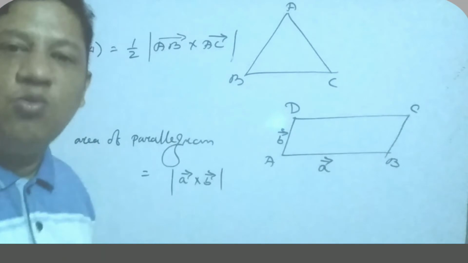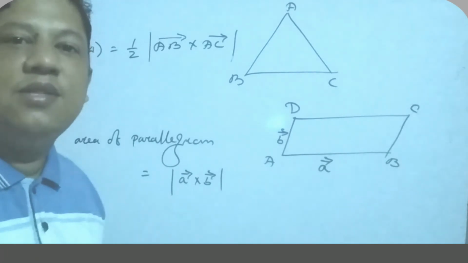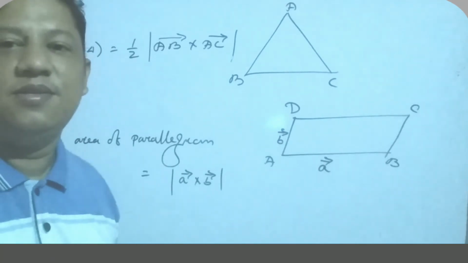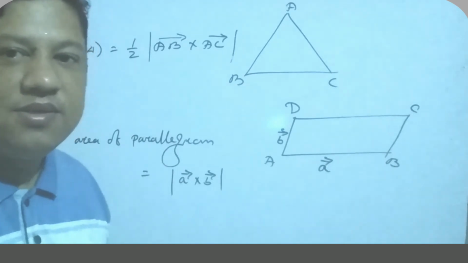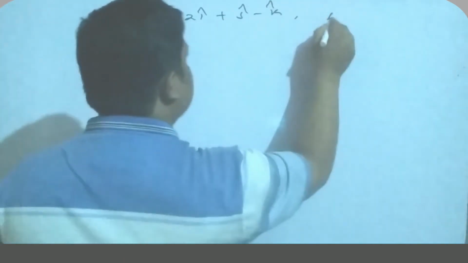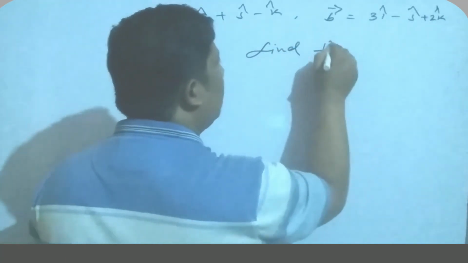So one more time I say that if you want to find the perpendicular vector, then the unit vector of the cross product is always perpendicular to the given vectors. Just remember that. That means you have to find the magnitude. Suppose the question is given: vector A is 2i plus j minus k, and the second vector B is 3i minus j plus 2k. You have to find the perpendicular vector.